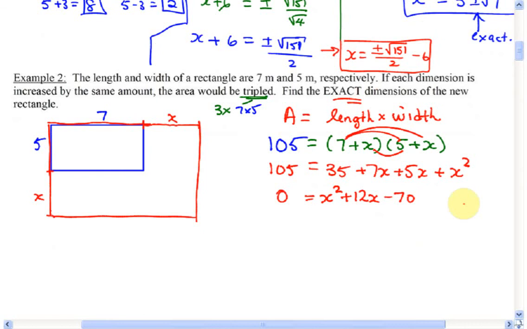Notice that my x's are on the right-hand side. Doesn't really matter if it's on the right or left. Just make sure every term is on one side. How do we solve this now using today's method? Complete the square. Solve for x. Go ahead and now try this on your own.